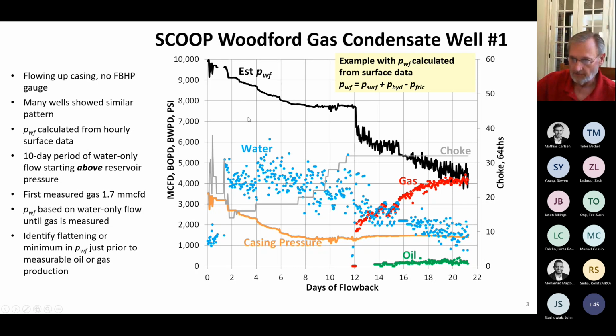So basically the method that we came up with was to identify this flattening in estimated flowing bottom hole pressure and say that that's roughly where our reservoir pressure is, because we knew the flattening was due to the fact that we had trace amounts of hydrocarbons coming into the well, which indicates we've got to be down to reservoir pressure in order for that to happen. So that's the basic idea behind the method.